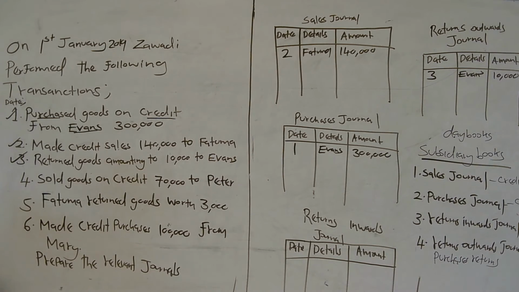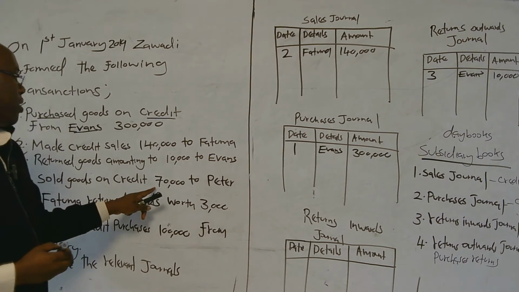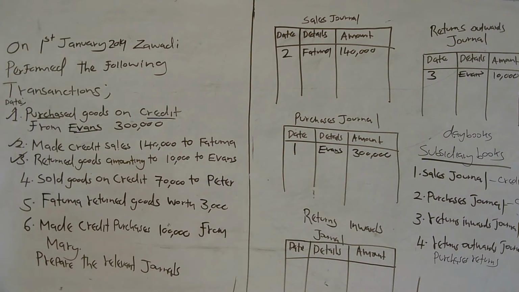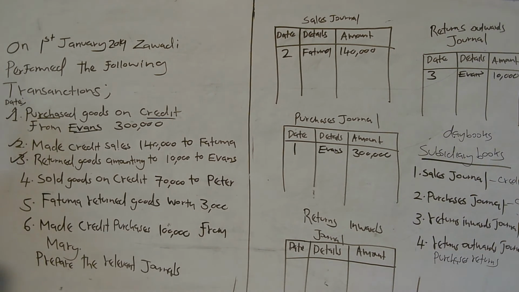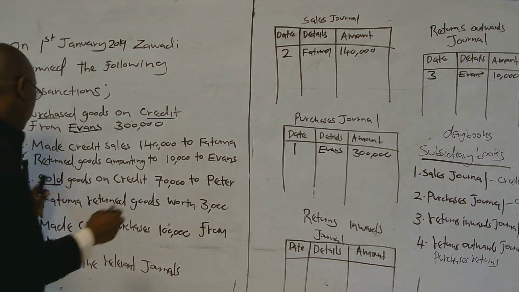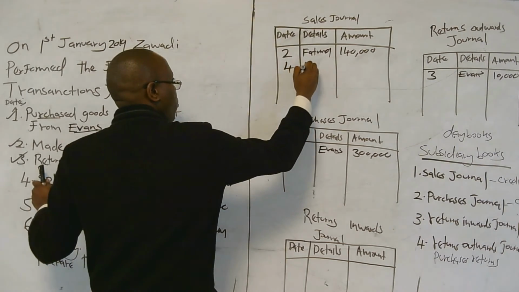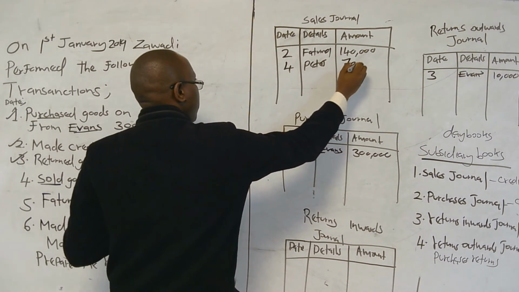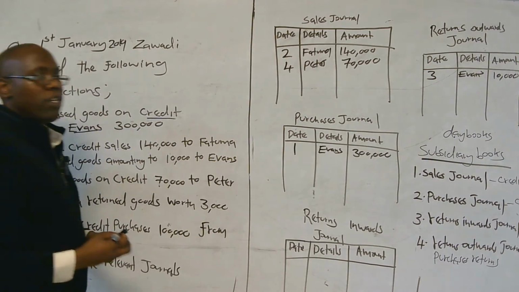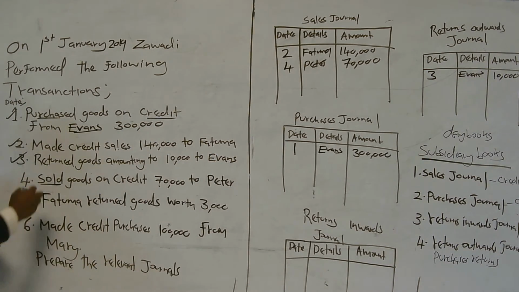And then date 4, we have been told sold goods on credit, 70,000 to Peter. So we sold goods on credit amounting to 70,000, and we sold those particular commodities to Peter. So whenever you see sold, that's going to be the sales journal. So you're going to go to the sales journal, this particular date 4, then you write Peter, and then you write that amount, which is 70,000 in that particular manner. So we are done with date 3 and date 4.